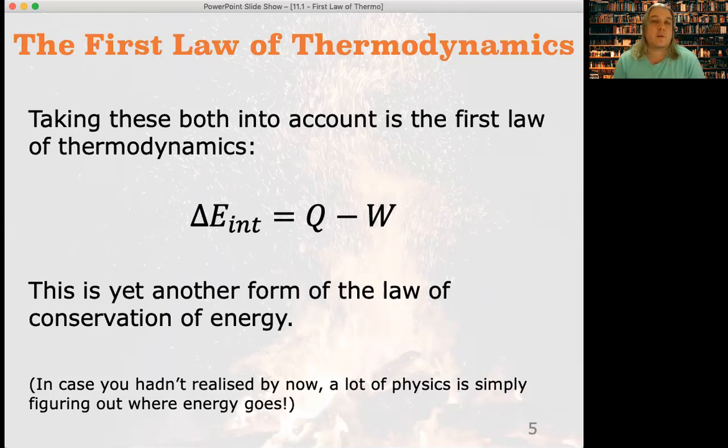And as I've put as a little note there, if you haven't already figured it out, a lot of physics is simply figuring out where energy goes. Right? That's our job. That's what we're doing when we think about physics. A lot of the time, with these systems, we're just doing energy conservation or trying to figure out where it's moving.